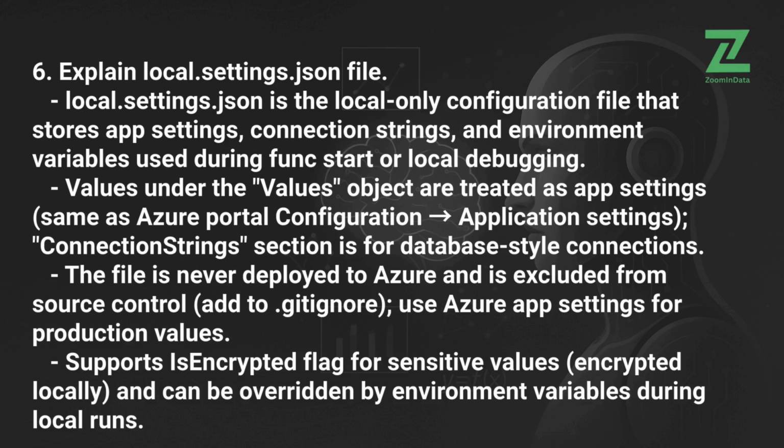Add it to .gitignore. Use Azure app settings for production values. Supports the IsEncrypted flag for sensitive values, encrypted locally, and can be overridden by environment variables during local runs.